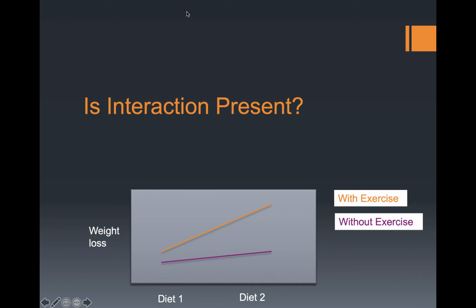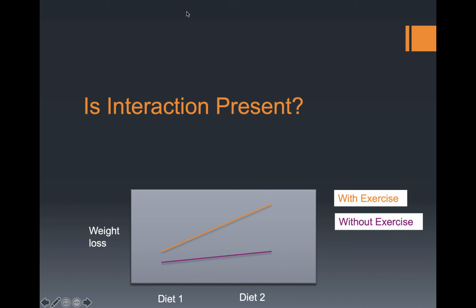All right, is interaction present? You notice here, and this is just a make-believe graph or an interaction plot that I'm giving you, we have with exercise as the orange line and without exercise as the purple line. We're looking at weight loss across the two diets. Notice that the lines are not parallel. We see that the orange line has a greater slope than the purple line.